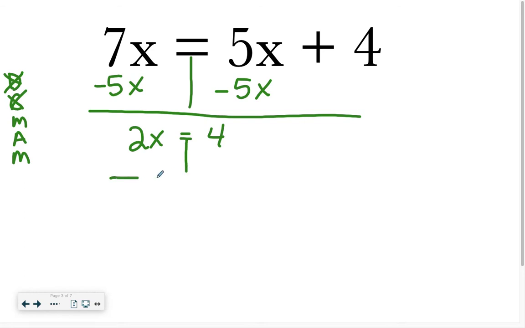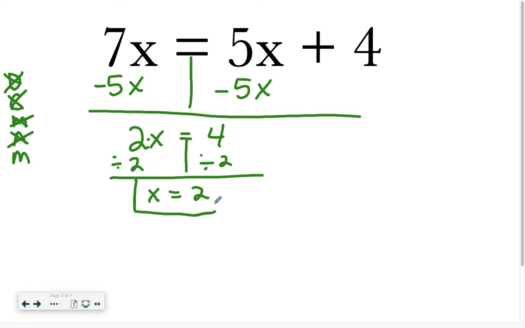So I moved my variables so they're on one side of the equal sign. There's nothing left to add or subtract, so I can cross that step off, and I'm left with multiply and divide. Right now, remember that's 2 times x. So to undo that multiplication, I'm going to divide both sides by 2. So I have x equals 2, and that is my final answer.